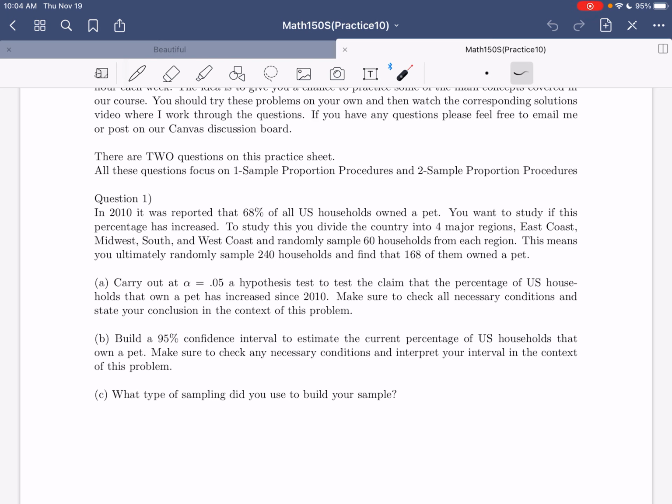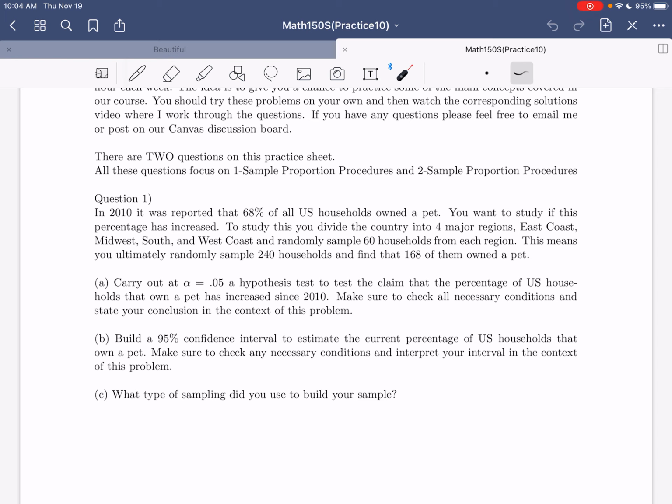So we've got a couple things to do here before we start going through this and dissecting all the crucial information. Let's talk about what types of questions we want to be able to do here. So in part A, we want to be able to carry out at alpha equals 0.05. Remember, that's our significance level. A hypothesis test to test the claim that the percentage of U.S. households that own a pet has increased since 2010. We're going to check all the conditions and state our conclusion in the context of the problem. That's always the standard thing we do with hypothesis tests.